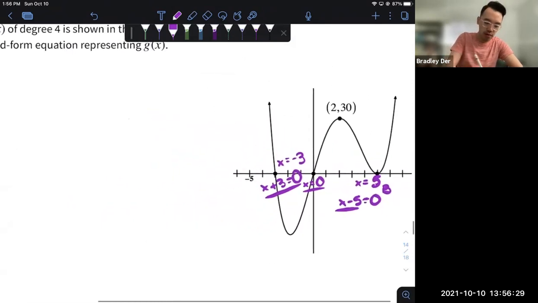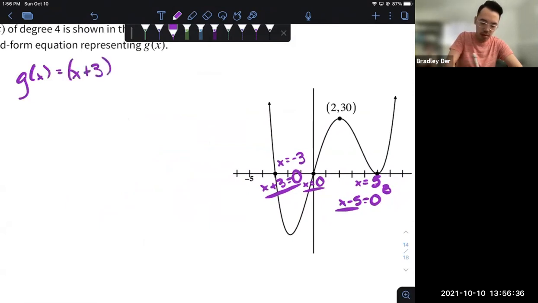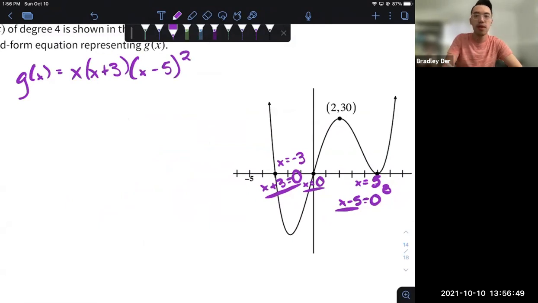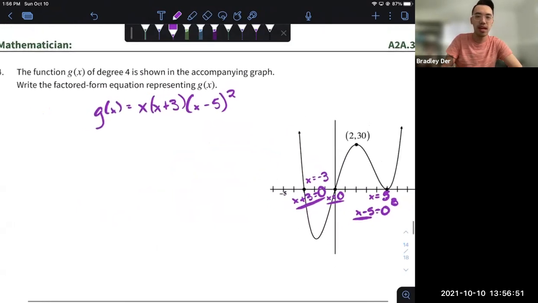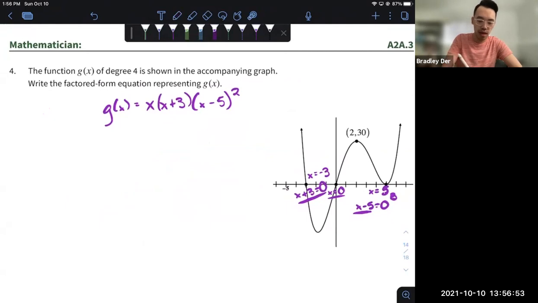Right, so with those factors, we could write out g of x is equal to x, then x plus 3. I'm going to put the x out front. I usually like the normal plain old x to be out front. And then x minus 5 would be our last factor. There needs to be a bounce. So we need an even multiplicity, even exponent on the factor. And if we do that, then we will have our degree 4, right? There's 1, 2, 3, 4 roots. So we're meeting our degree 4.